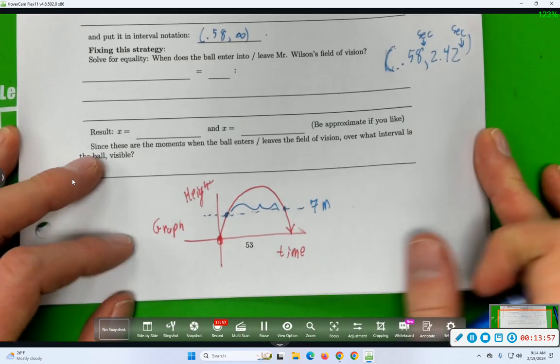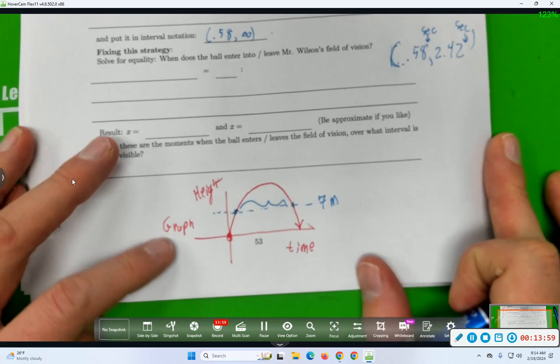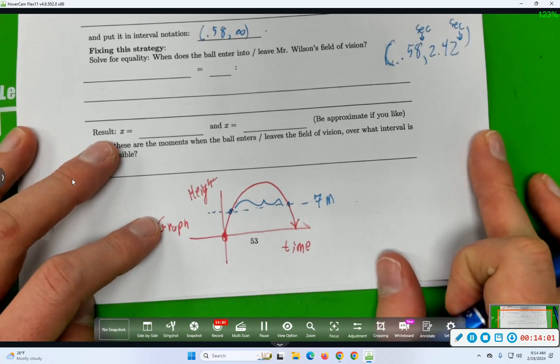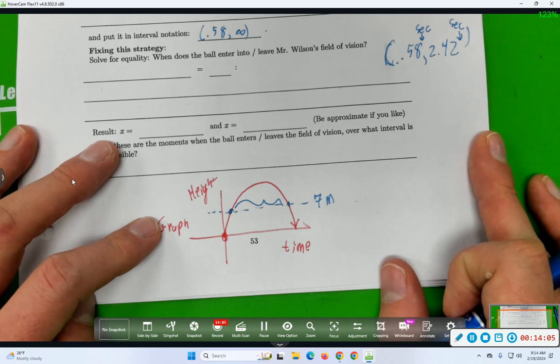Let's fix this strategy. The quadratic formula applies to equality. So, let's ask this question first. At what times does the ball enter Mr. Wilson's field division?